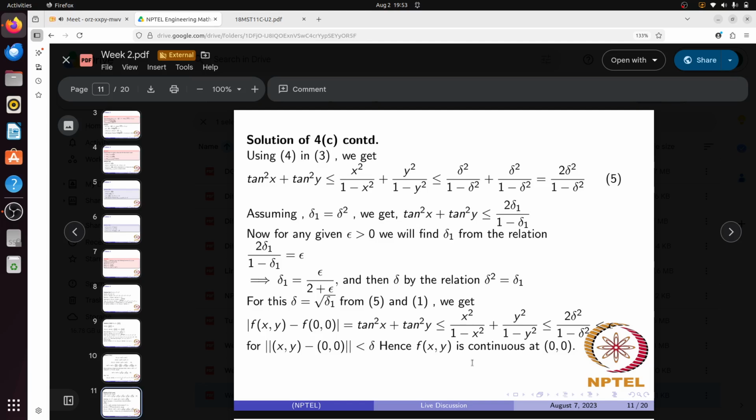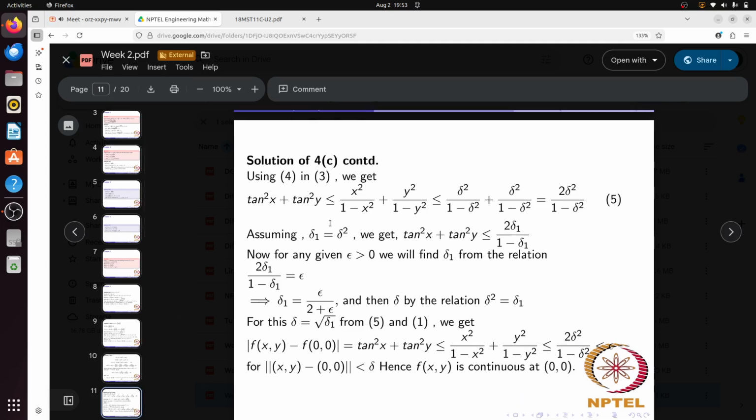Then you can get that f(x,y) minus f(0,0) equal to tan square x plus tan square y, less than or equal to x square by 1 minus x square plus y square by 1 minus y square, which is less than or equal to 2 delta square by 1 minus delta square, less than epsilon. So norm of (x,y) minus (0,0), that means this Euclidean norm, is less than delta, and hence f(x,y) is continuous at (0,0). For those who are watching the video on YouTube, you can pause it, it is clearly written, so it will not be very problematic for you to follow the proof.